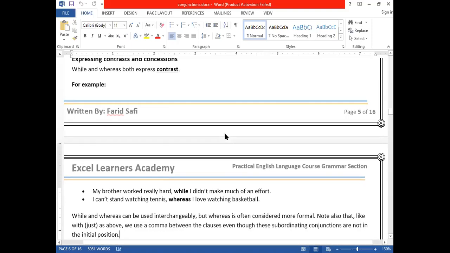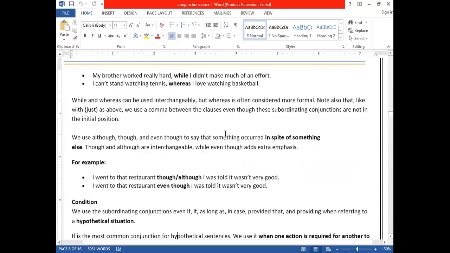So for contrast, we can use two conjunctions. That is, my brother worked really hard while I didn't make much of an effort. Clear? He worked hard. As contrast, I didn't work hard that much. Next we have, I can't stand watching tennis whereas I love watching basketball. So whereas and while can be used for contrast.